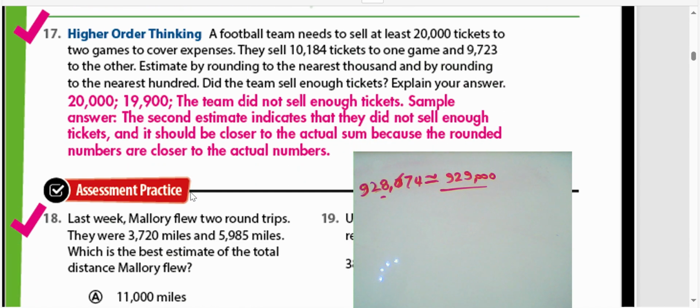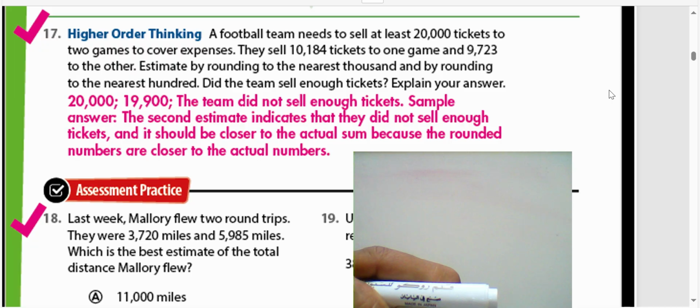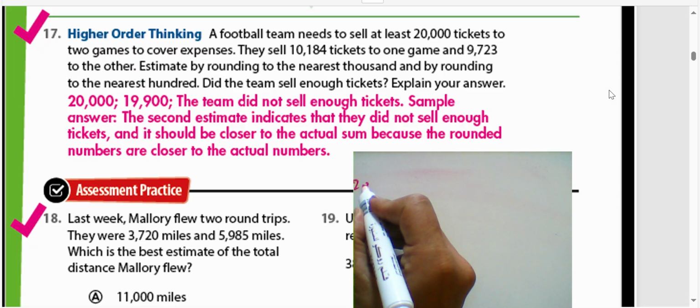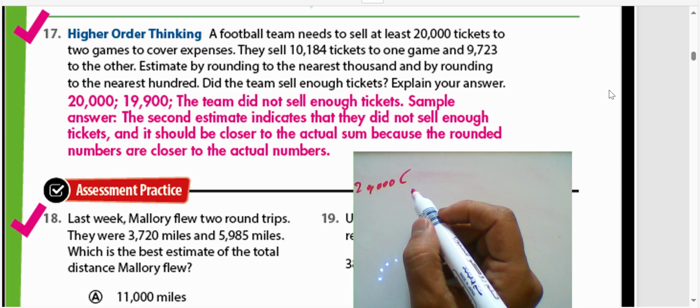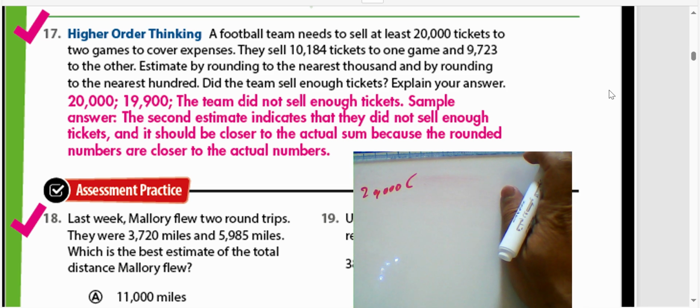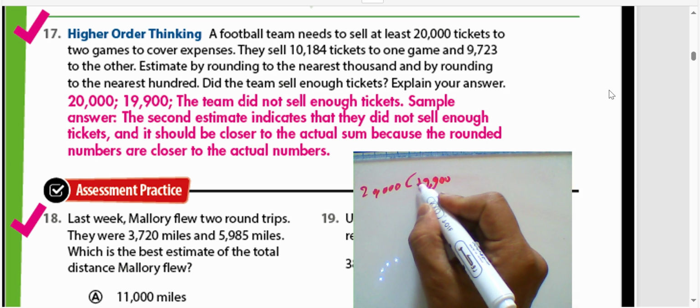The order thinking here. The football team needs to sell at least 20,000 tickets to 2 games to cover expenses. They sell 10,184 tickets to 1 game and 9,723 to the other game. Estimate by rounding to the nearest 1,000 and by rounding to the nearest 100. Okay. First number 20,000, and we have 20,000 and 19,900.